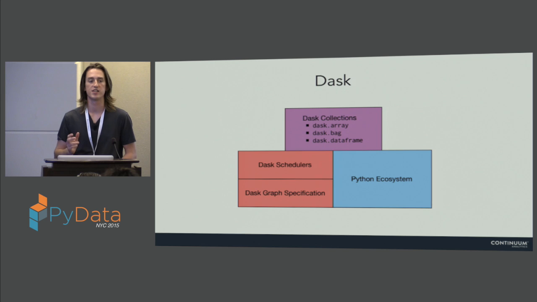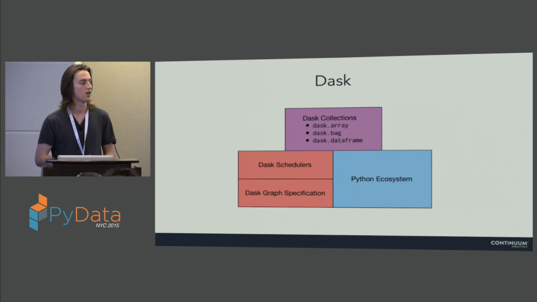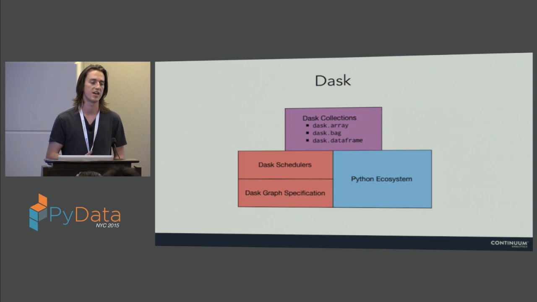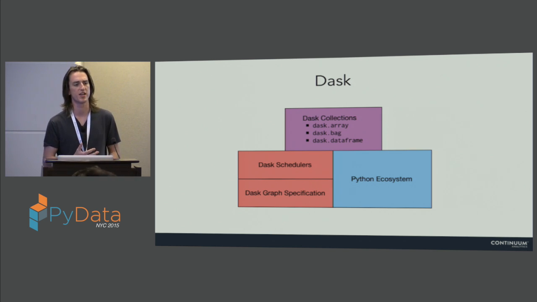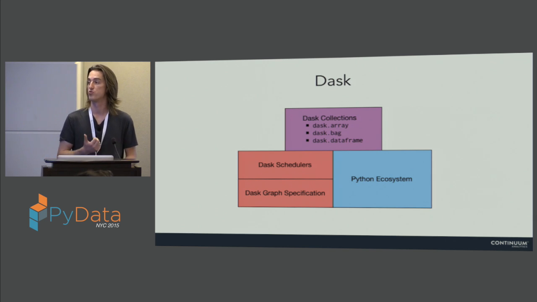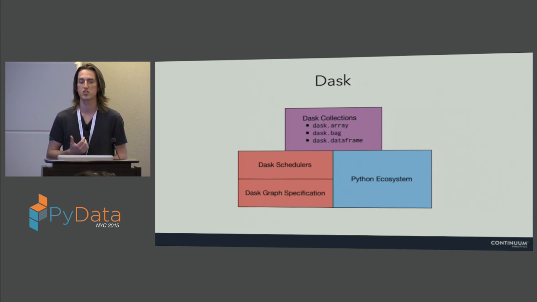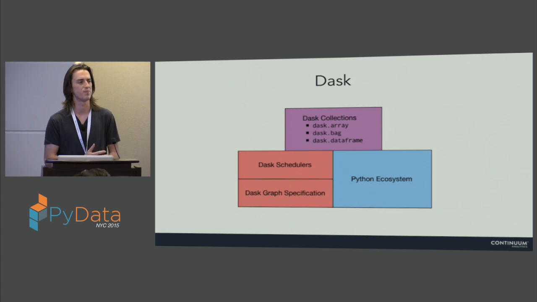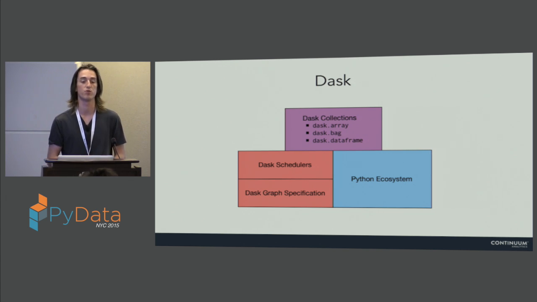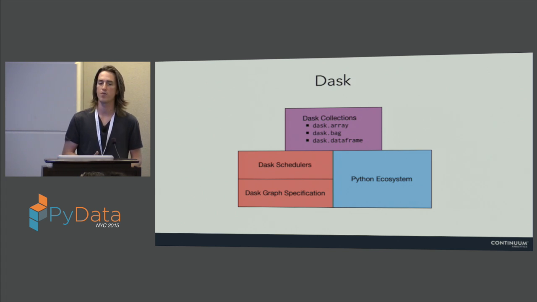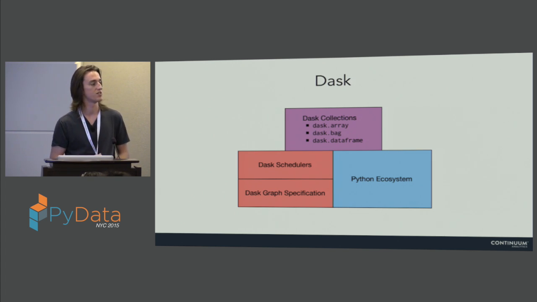And then on top of that, in the existing Python ecosystem, we built a few collections. So we have Dask array, which uses NumPy internally, and it exposes an ND array-like object. But you can do parallel algorithms on that. Dask bag is kind of like a Python list, except we don't enforce ordering, so there's no order to it. And Dask dataframe is kind of like a Pandas data frame.